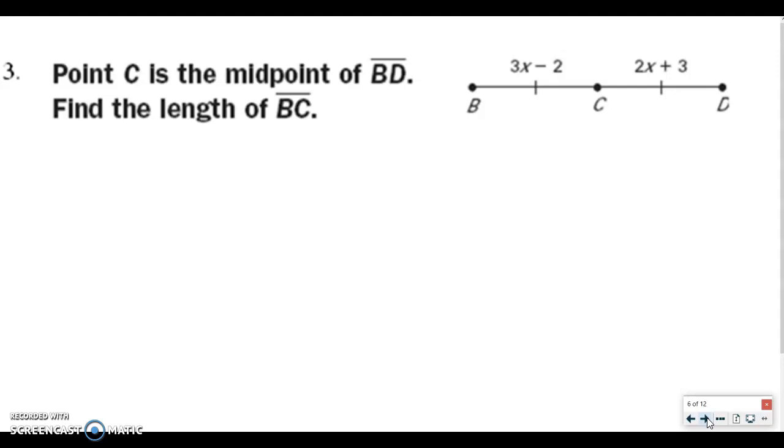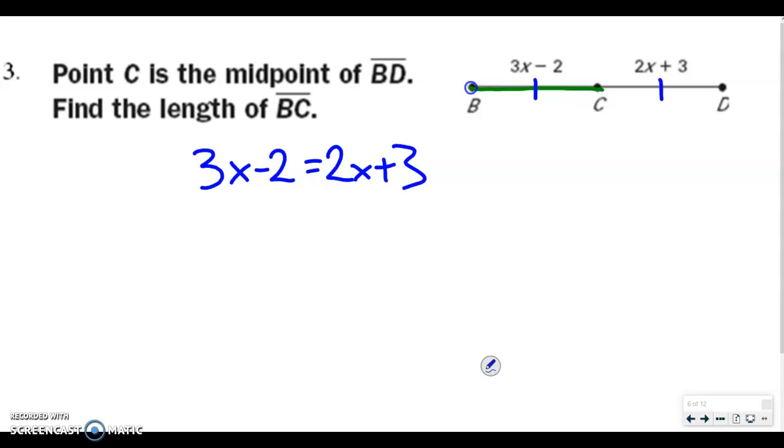Next, point C is the midpoint of segment BD. And we need to find the length of BC. BC being this smaller segment here. But since C is the midpoint, we know BC is congruent to CD. So we could set both of those up equal to each other. So 3x minus 2 equals 2x plus 3. And then solve for x and plug x back in.